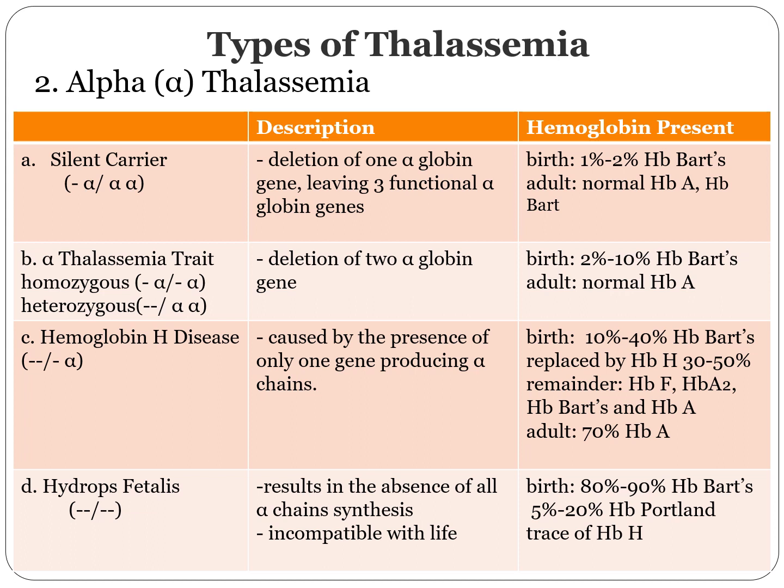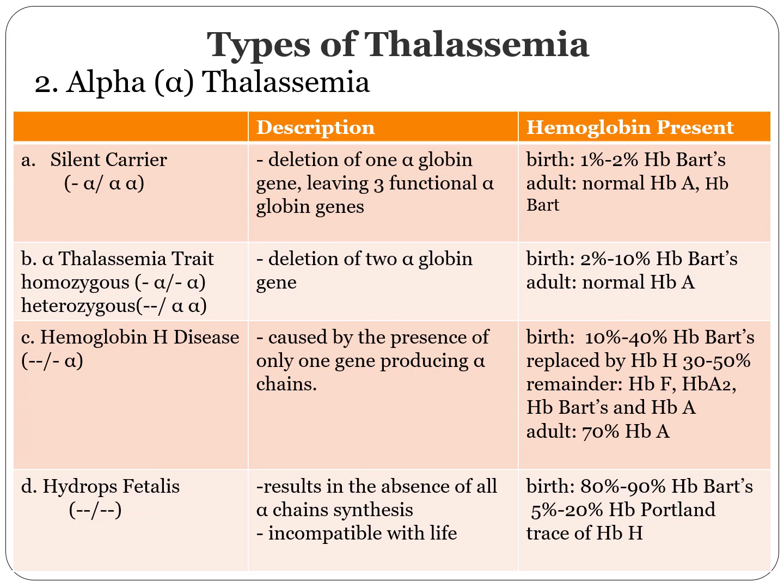So, for the silent carrier, deletion of 1 alpha globin gene leaving 3 functional alpha globin genes. So, ibig sabihin kung 4, binawasan ng isa, that would be your silent carrier. Alpha thalassemia trait, ano po ang meron sa alpha thalassemia trait? Asymptomatic, okay? Deletion of 2 alpha globin genes is ang description natin dito.